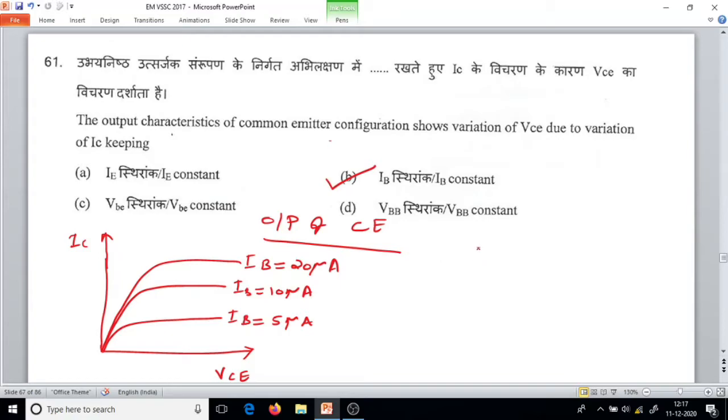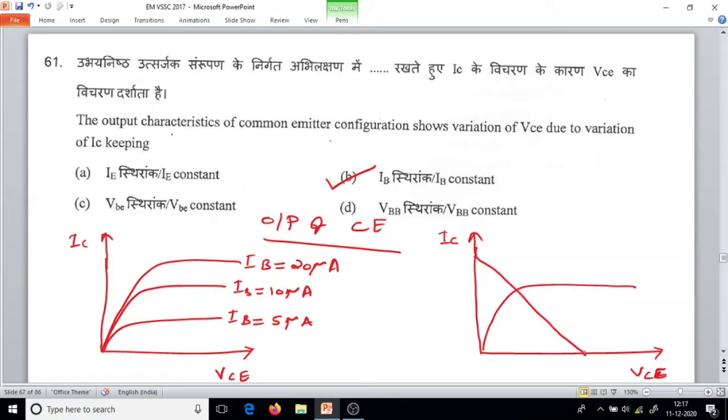Now there's one more concept related to this characteristic, that's the load line. This is VCE. Load line is drawn for DC, okay, DC component. This is IC. Let us assume this is our curve. We can draw this load line. At the load line, this point is equal to VCC by RC.